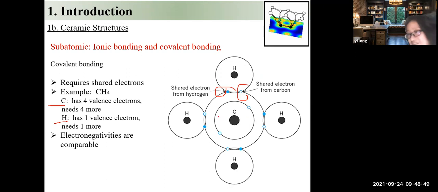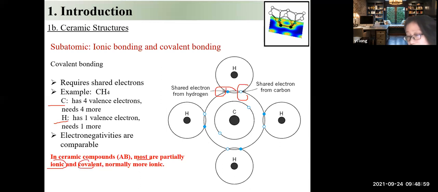Actually, there is an equation. In a ceramic compound AB, most are partially ionic and covalent. This is very important. Normally more ionic. It's partially, not half, ionic and covalent. If you can write down the ionic character percentage: what's the percentage of ionic? It's 1 minus exp(−0.25 (XA − XB)²).